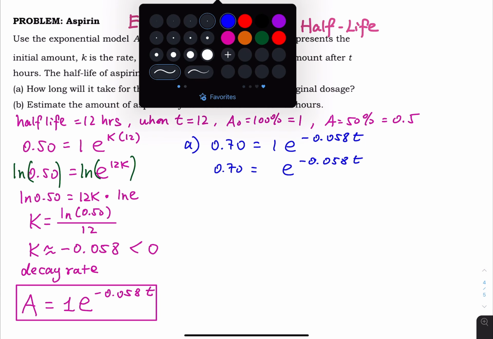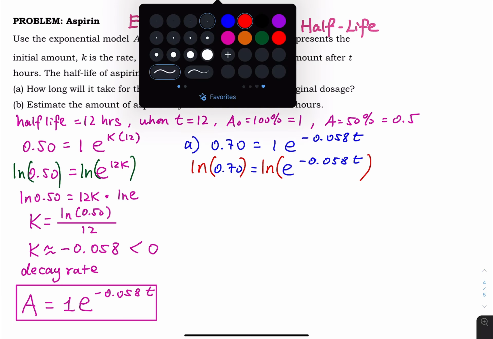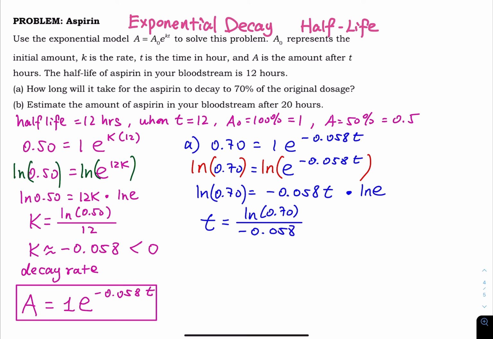And then you ln both sides. So ln the left, and ln the right to bring the exponent down. Then this is ln 0.70 equals, let's use parentheses, negative 0.058t, and then multiply by lne. lne is equal to 1. And then the time is ln 0.70 divided by negative 0.058. So what is that equal to?